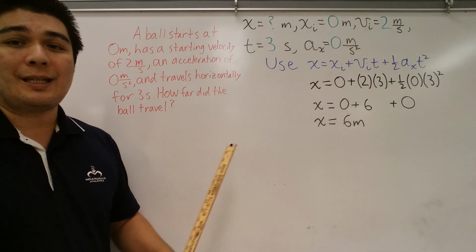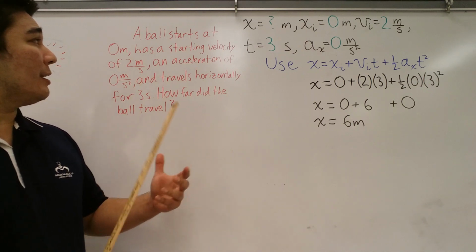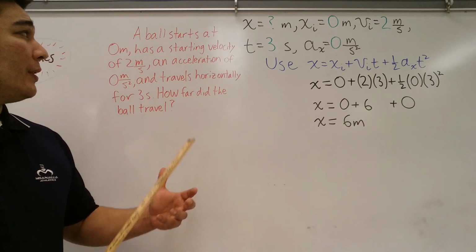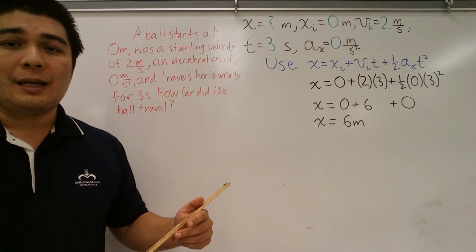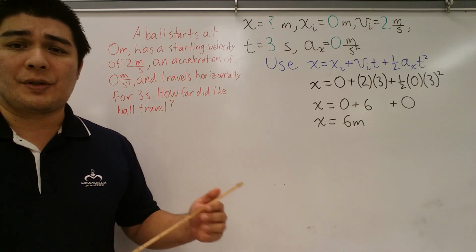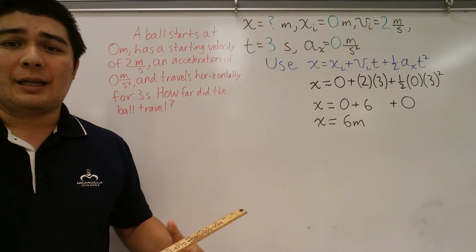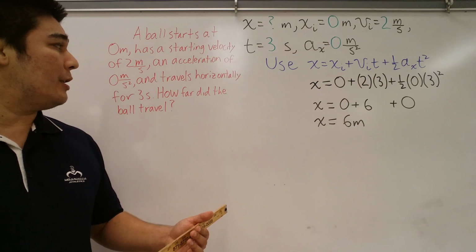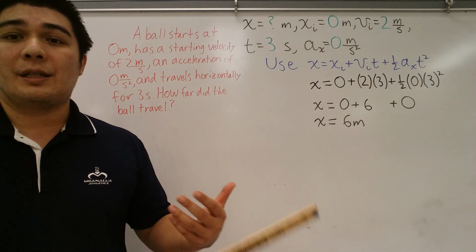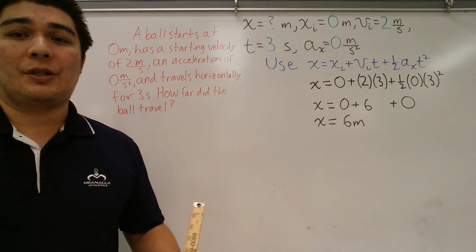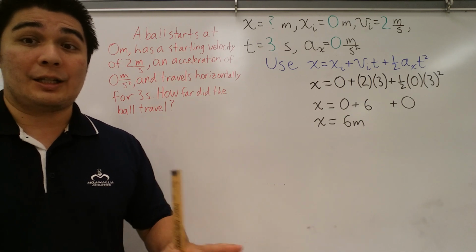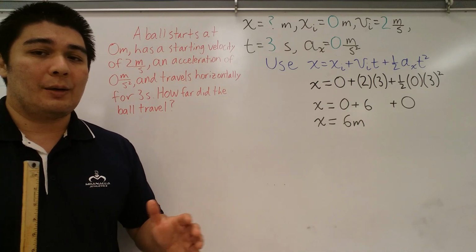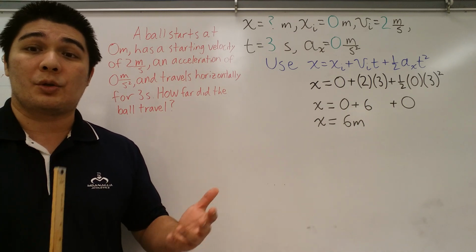So here we go. Number 26 states that a ball starts at 0 meters, has a starting velocity of 2 meters per second, an acceleration of 0 meters per second squared. It travels for 3 seconds horizontally. So the question becomes, how far did the ball travel? What we're doing is essentially the same procedure that we did in problems numbers 1 through 25.